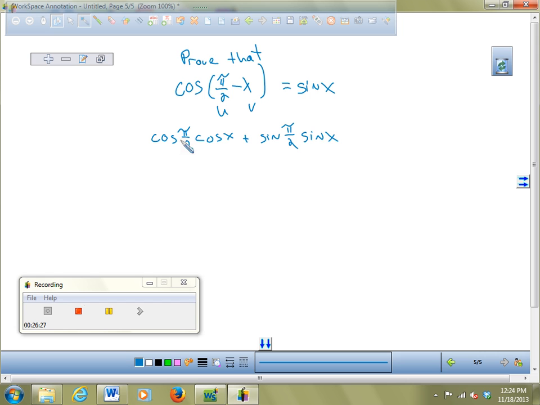What's the cosine of pi over 2? Quick! 0. What's 0 times anything? 0. So this will go away. What's the sine of pi over 2? 1. So you get 1 times the sine of x, which is just equal to sine of x. And then I'm done. Right?